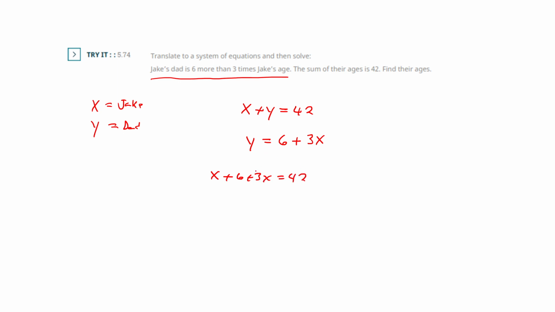Drop this in for y. It's supposed to be a plus there. So I've got 4x plus 6 equals 42. Oops. So I'm subtracting 6 from both sides.